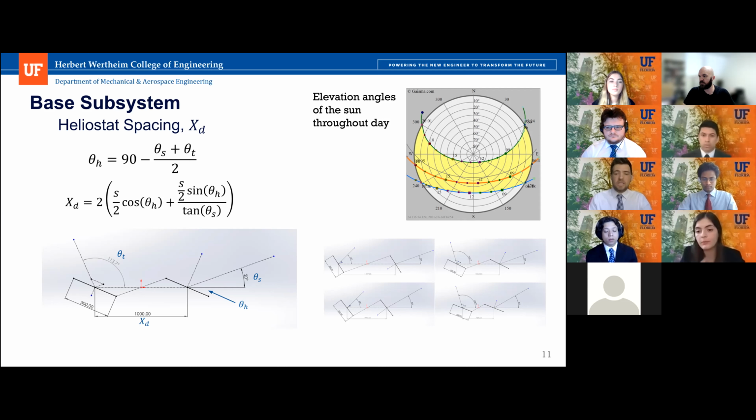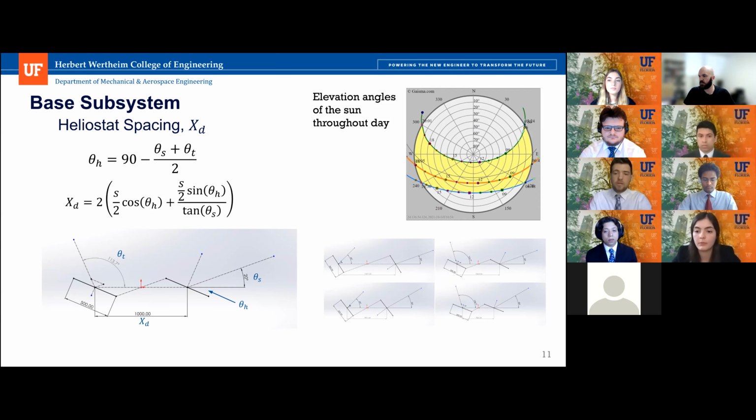Using the equations here and the steepest target angle, which would be a 45-degree angle, being your farthest heliostat from the tower on the side opposite the sun, we're able to use these equations to get the minimum spacing necessary to have no shading at all.